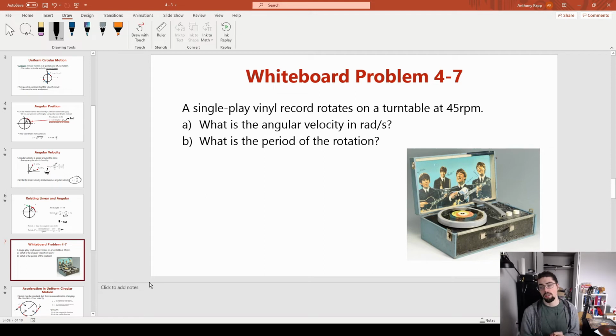Old single-song vinyl records would rotate at 45 RPM. I realize there's a top and a bottom for those things, but whatever. 45 RPM. What I want you to do is first find the angular velocity in radians per second, not in RPM. Second, find the period of rotation in seconds. How many seconds does it take to make a full, complete rotation? Take the next 4 or 5 minutes, give these a go, try to convert through these units, and then let's come back together and see what you got.